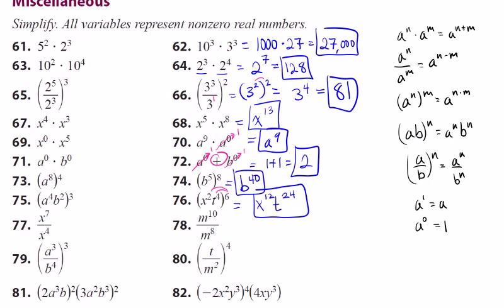All right, 78. Dividing two exponential expressions, the bases are the same, so we can use the quotient rule, right? So I'm going to get one single m. I'm going to subtract the exponents. 10 minus 8 is 2. All right.